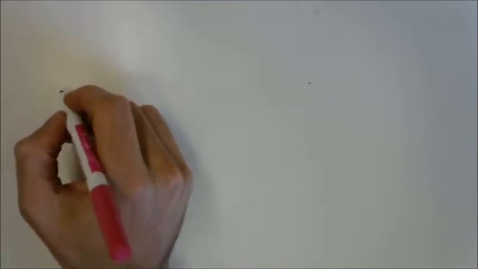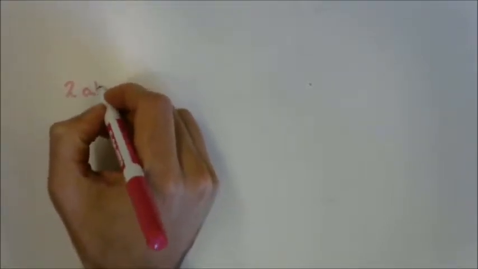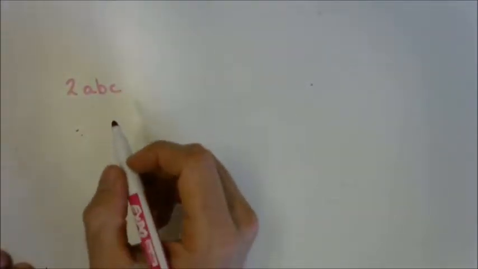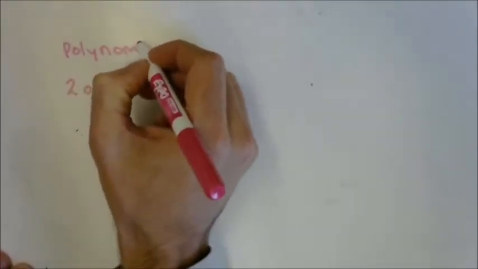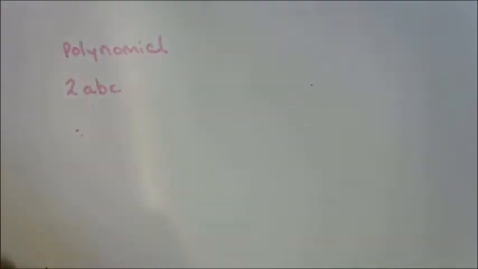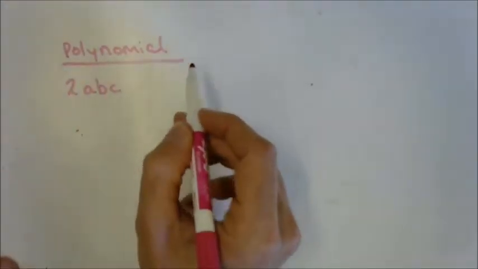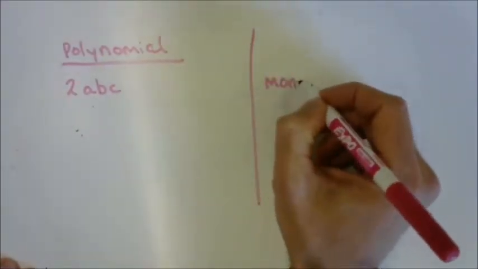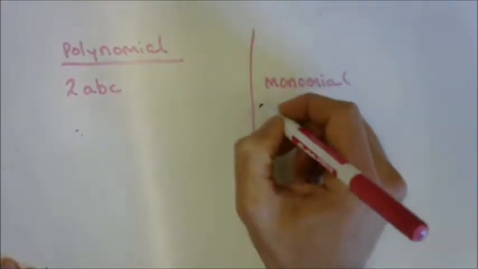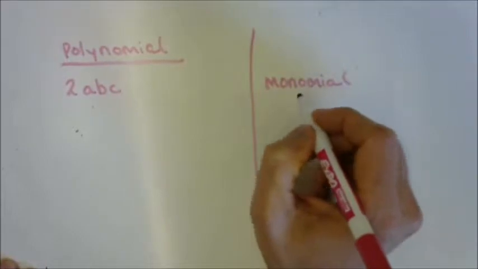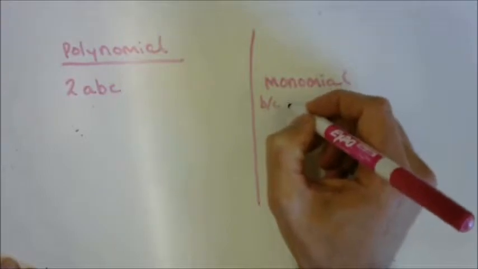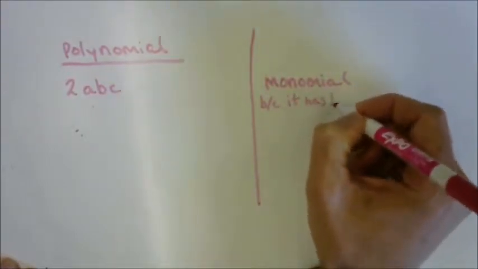Okay, the first example that we would like to do is in the top box. You can put in this value, 2 times a times b times c. So that is one term. So you can put that in the polynomial column. Now, if we were going to classify this polynomial by its number of terms, how many terms do you see? 1. So this is a monomial. And you have enough room there to put monomial in the top of the box. And then just say because it has one term.